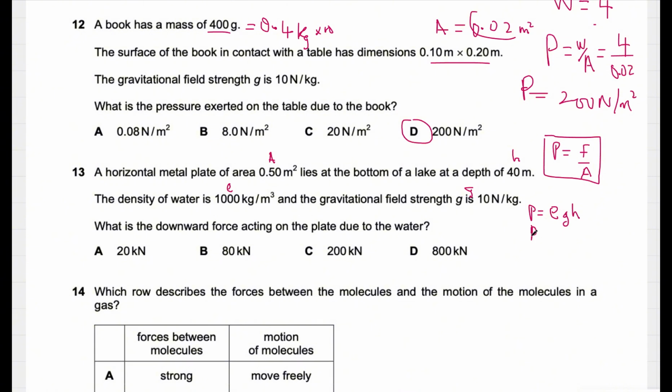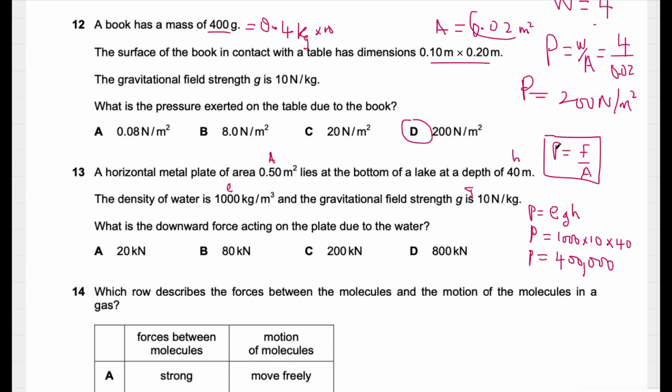So let's calculate the pressure of the water first. The density of the water is 1000 multiplied by 10, which is the gravity, then multiplied by height. They gave us a height, 40, so multiply by 40. What's the pressure? Yes, this will give you 400,000. This is not what they want us to find, but you need to find the pressure first before you can find the force.